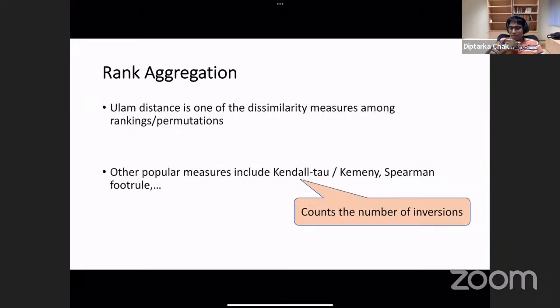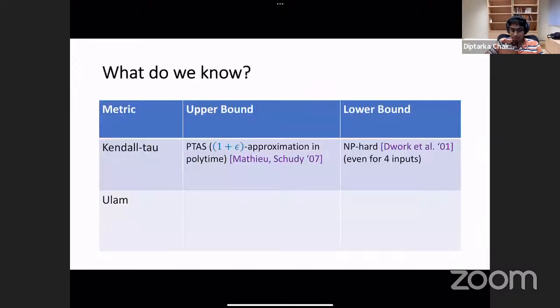We don't have to go into the definition for this, because we will not see any result for Kendall-Tau, or at least we will not explain any result here. I just want to emphasize this Kendall-Tau measure because it is perhaps the most popular dissimilarity measure among rankings. Under this measure, people have considered the rank aggregation or median problem. Again, there is a huge literature, and it turns out that this is NP-hard with respect to Kendall-Tau. Even if you are given 4 rankings and asked to find the median, that problem is NP-hard.